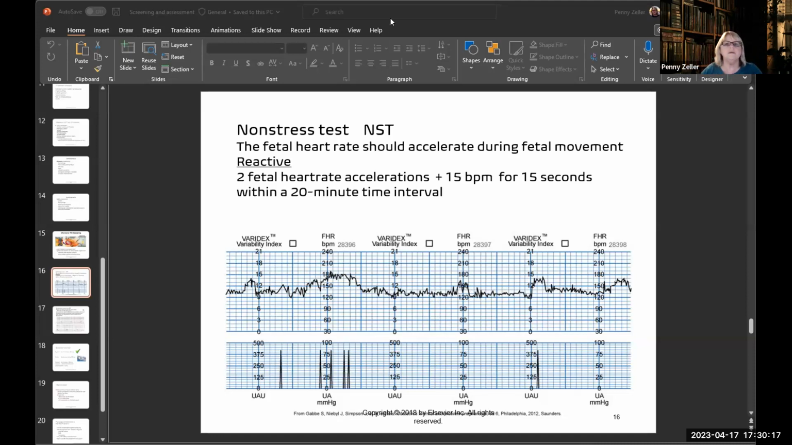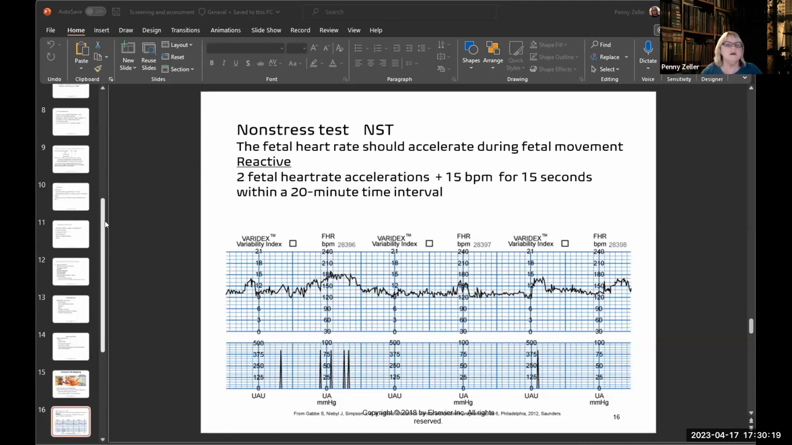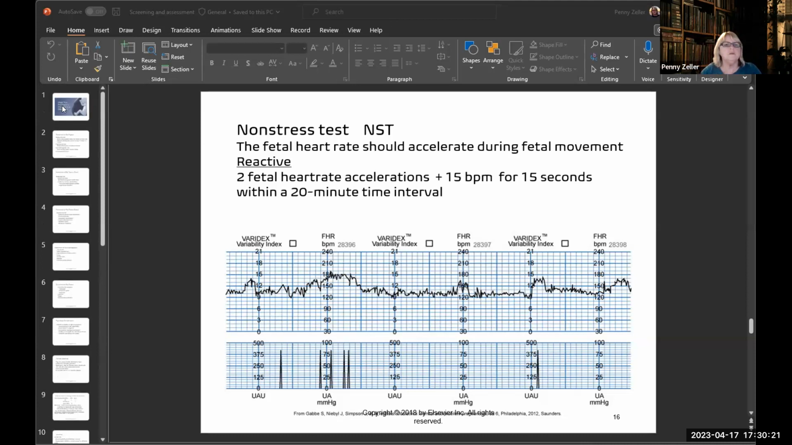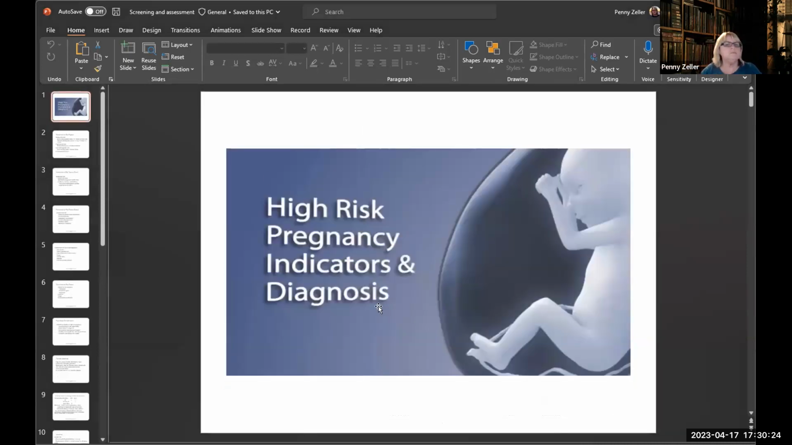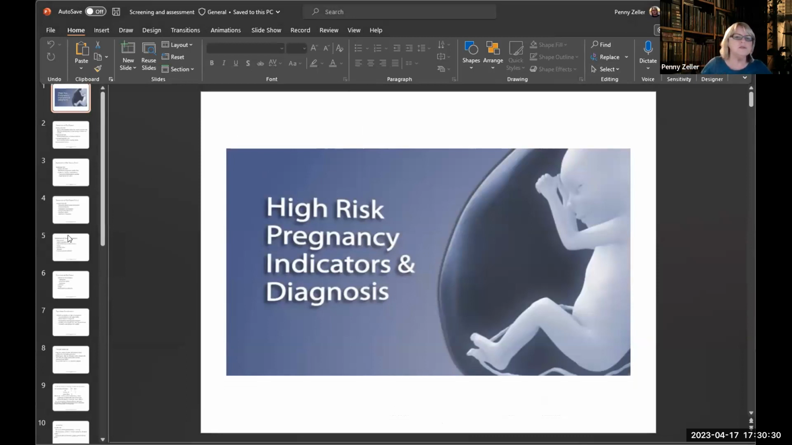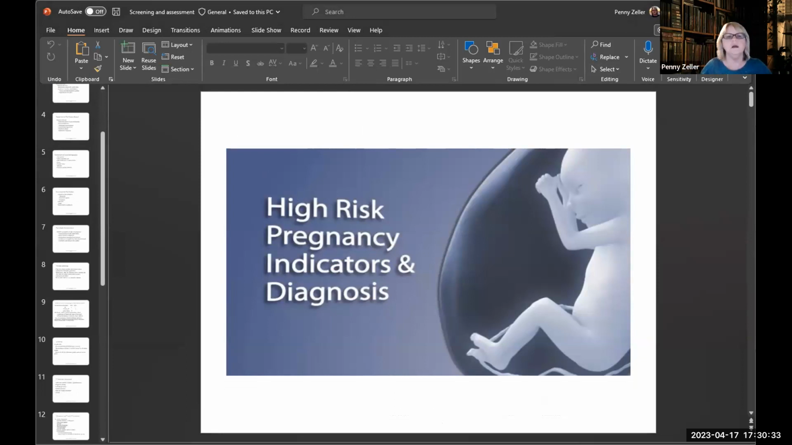So we do that. And this is in this PowerPoint, which is from chapter 10. So we do that when we have a client in that third trimester that says she's not feeling the baby move, or if it's an adolescent like Abby, and she's late in her pregnancy and she's not feeling much movement, or the baby is not growing well, we'll do a non-stress test.